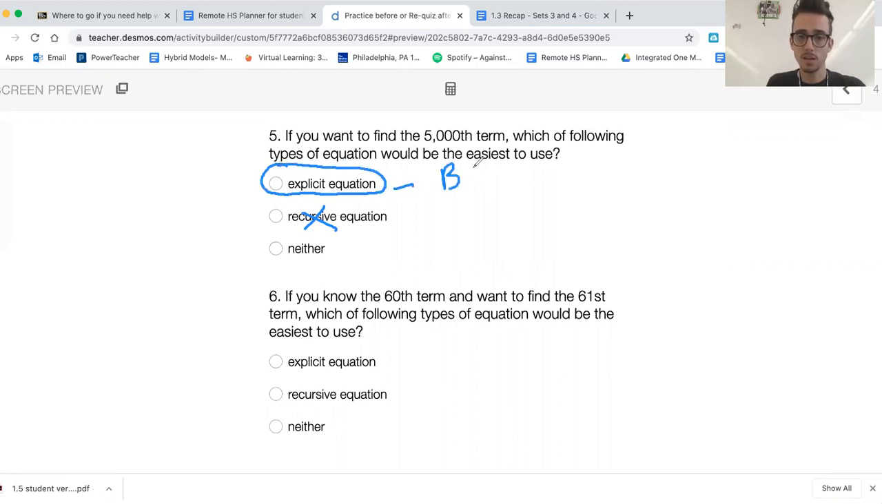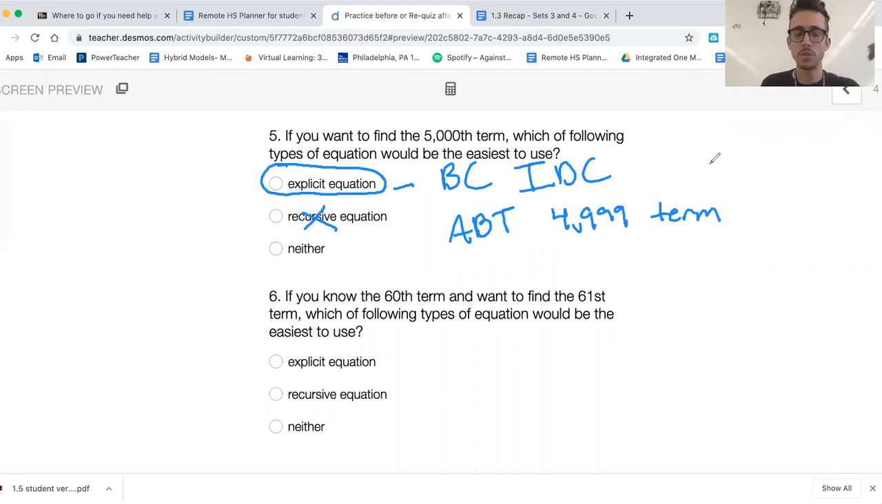Reason being, there you go. That's enough abbreviation for you, right? Because I don't care about the 4,999th term. So that's why recursive isn't a good look. With explicit, you can plug in for any term. If you know the 60th term and want to find the 61st term, which of the following makes sense? Well, you have the previous term, the 60th, and you're aiming for 61. So simple recursive. Boom.